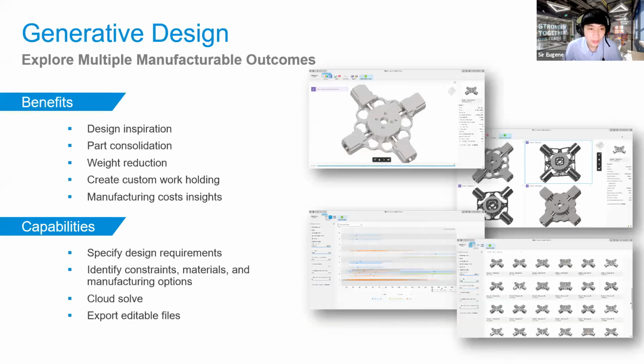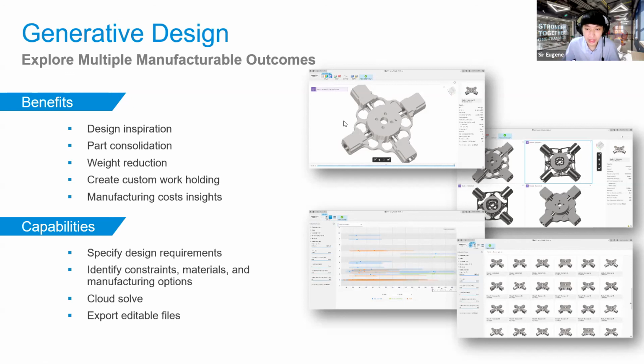So this is one of the main functionalities or features in Fusion 360, which is generative design. Generative design is actually a design exploration technology wherein it leverages the power of the cloud and machine learning to create manufacturable outcomes based on our loads and constraints and our manufacturing capabilities, no?